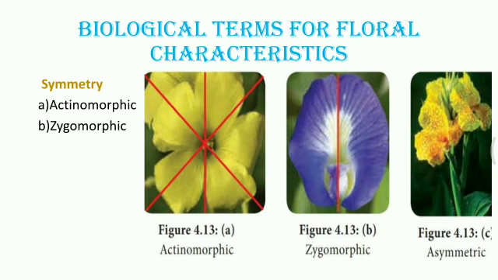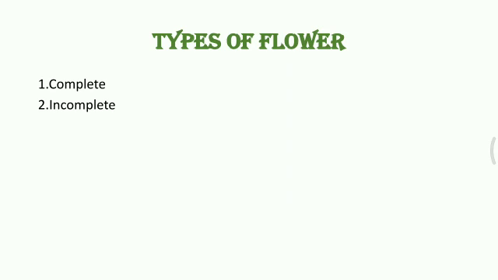So this is about the symmetry of a flower. Now, what are different types of flowers? We already have discussed the complete and incomplete flower. A complete flower is a flower which has all the four whorls, that is the presence of calyx, corolla, androecium, and gynoecium. An incomplete flower is one lacking any of these four whorls. Suppose a plant has only corolla, androecium, and gynoecium, then we say that the flower is incomplete. Similarly, any of these four parts can be missing, and we will say the flower is incomplete.